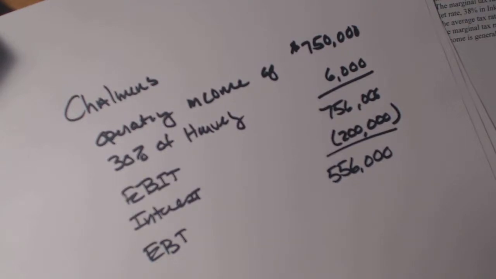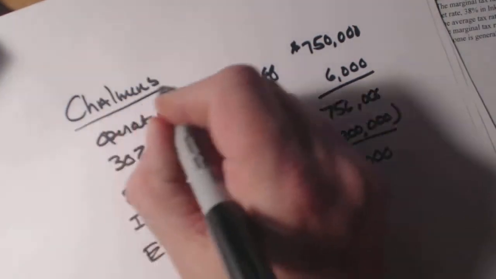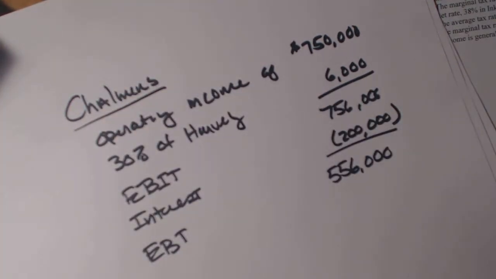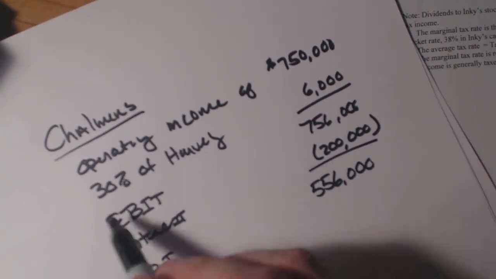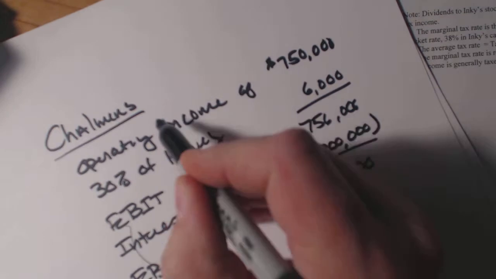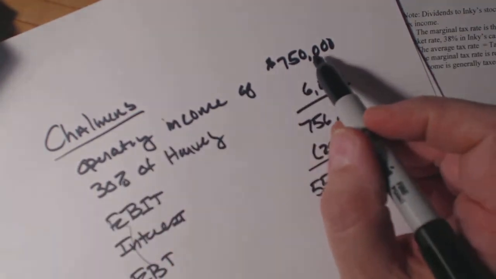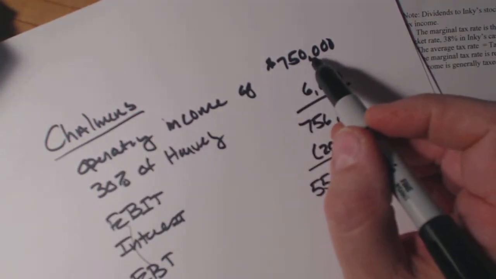In this video, what we're going to look to do is solve the question of what is the tax liability of this company called Chalmers. Let's just do a quick review of what we have so far. Well, Chalmers has an operating income of $750,000.